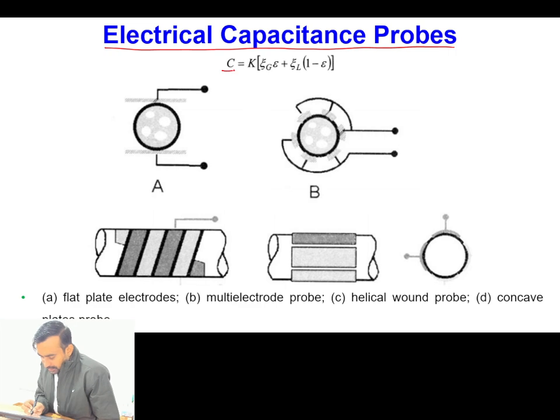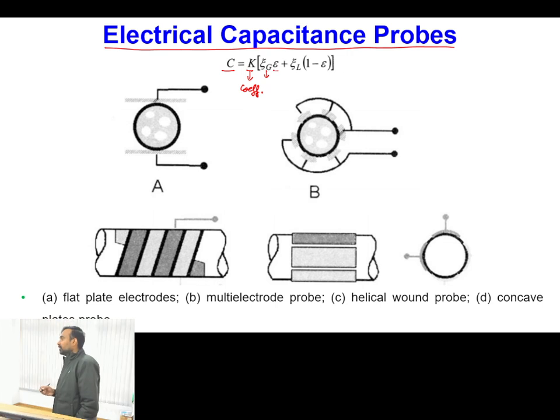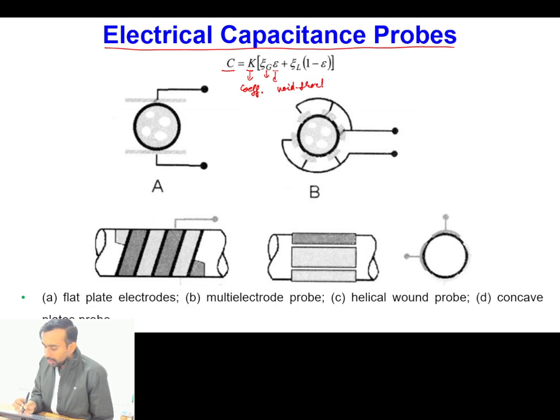For example, capacitance between any two electrodes is a function of K, where K is some coefficient, and zeta G, which is nothing but the dielectric constant of the gaseous phase, into epsilon. Epsilon is the value of void fraction, or fraction of the gas present in the mixture. And zeta L is the dielectric constant of the liquid phase, and 1 minus epsilon is the fraction of liquid phase. Is this point clear? So this is the governing equation.